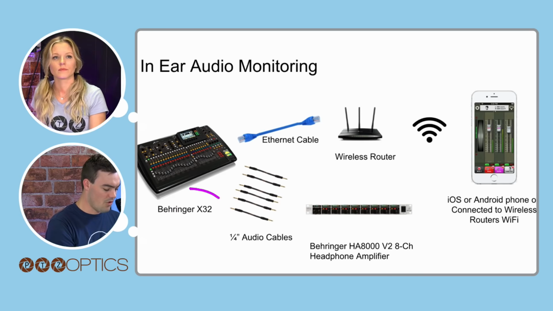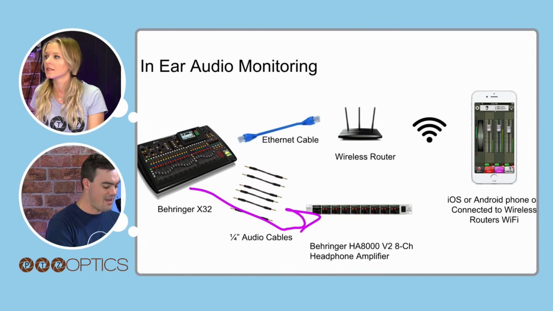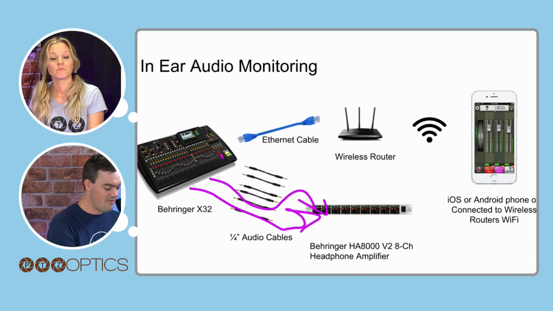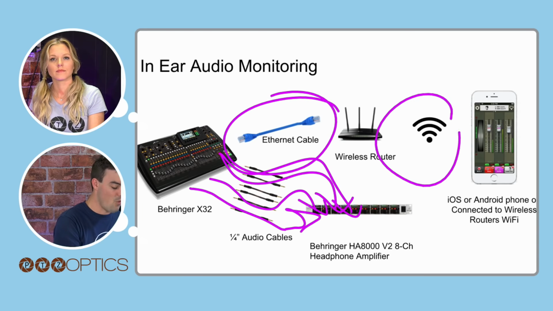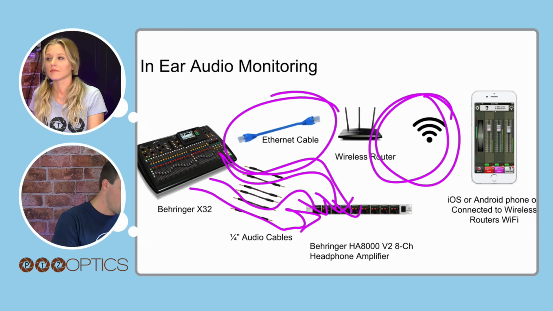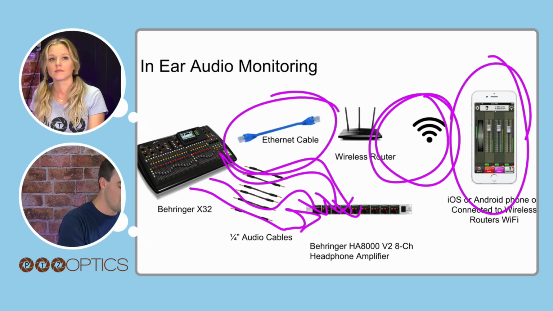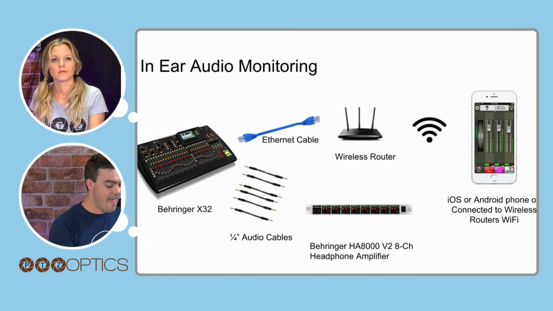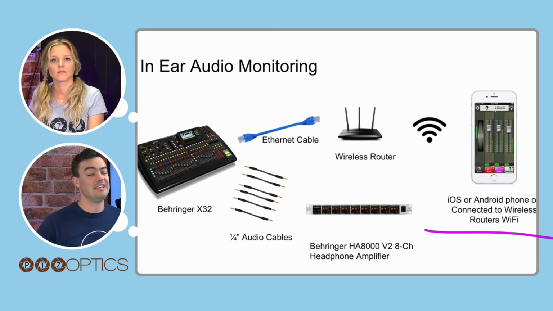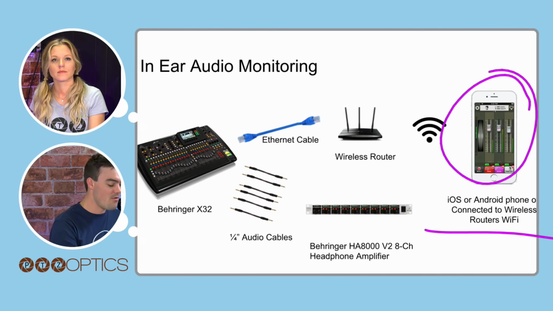And then we use 1/4 inch cables to connect to a headphone amplifier. And these headphone amplifiers connect to the network using an Ethernet cable, or actually just the Behringer can connect directly to a network. And that gives you Wi-Fi access for everyone to use the Behringer X32, or depending on your audio switcher, usually make sure your audio switcher has a smartphone app. And the smartphone app actually allows each individual musician to create their own mix.